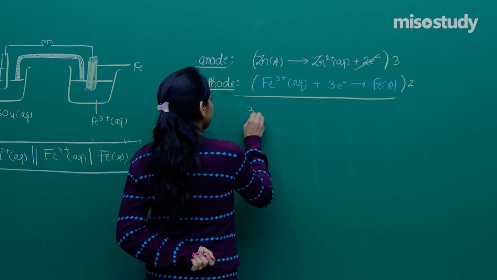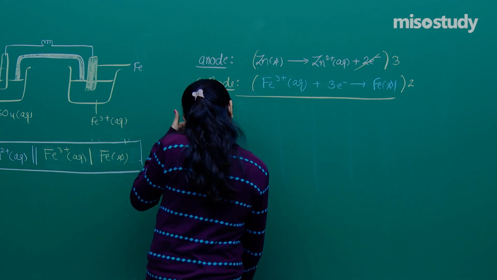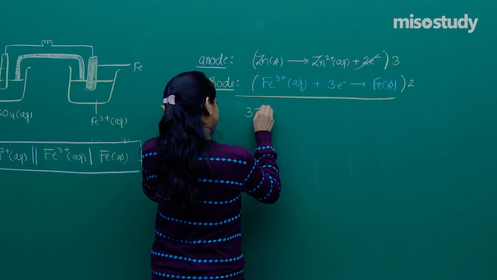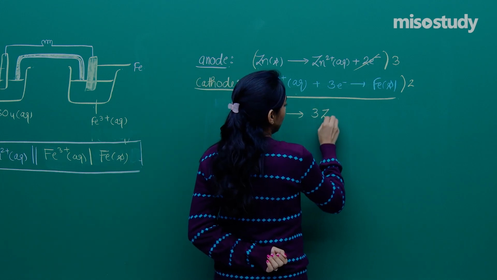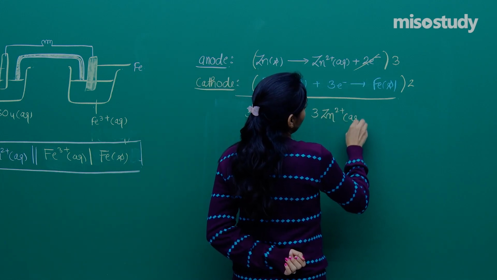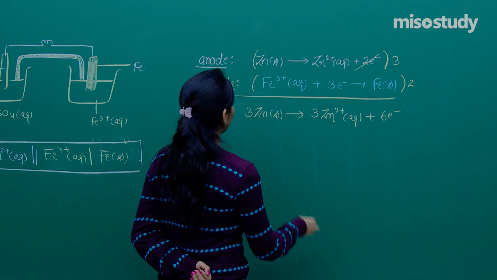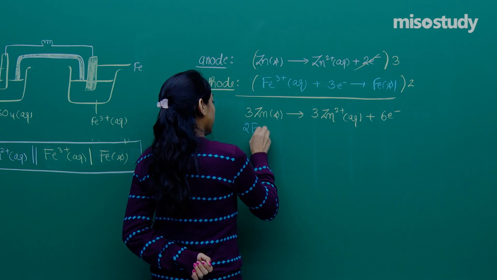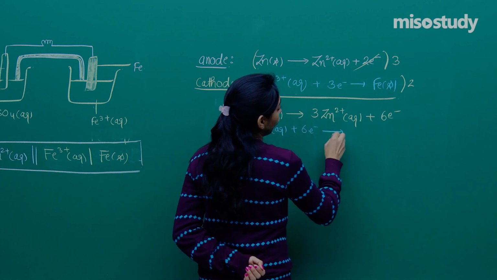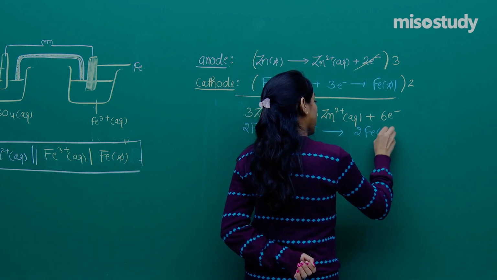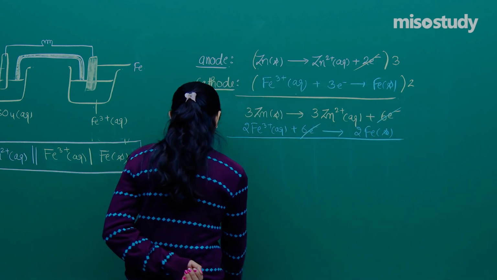So you will write, we will simply write, 3 Zn solid is getting converted into 3 Zn2+ aqueous plus 6 electrons, and in the other case I will be writing 2 Fe3+ in the aqueous state plus 6 electrons to form 2 Fe in the solid. 6 electrons are getting cancelled.